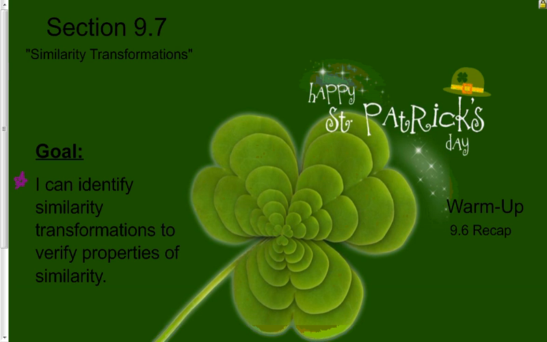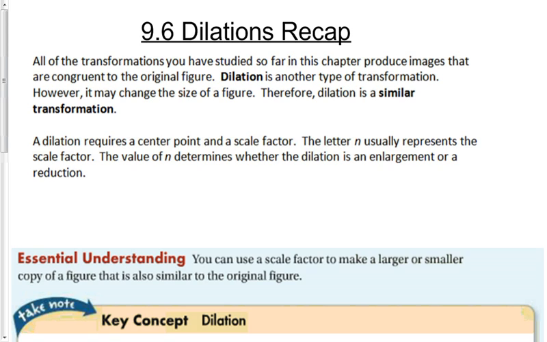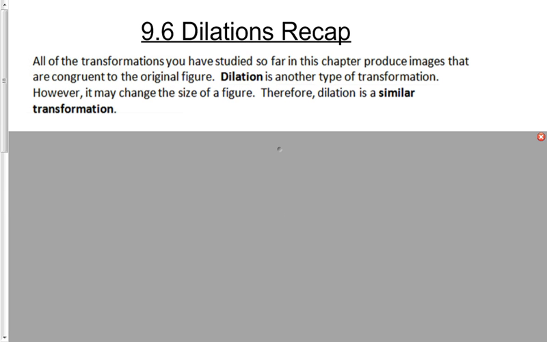All right. So let me start off with a recap of last section, because we are doing stuff with this. So dilations, all the transformations we've studied so far before this dilation section produced images that were congruent to the original figures. Those are called rigid motions. Dilation is another type of transformation. However, it may change the size of the figure. Therefore, dilation is a similarity transformation. That's what we're talking about in this section.